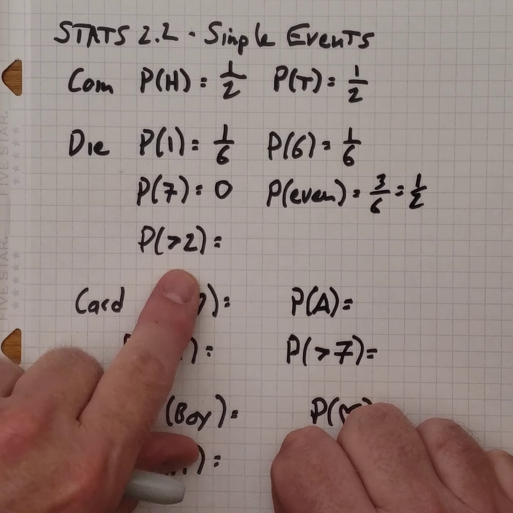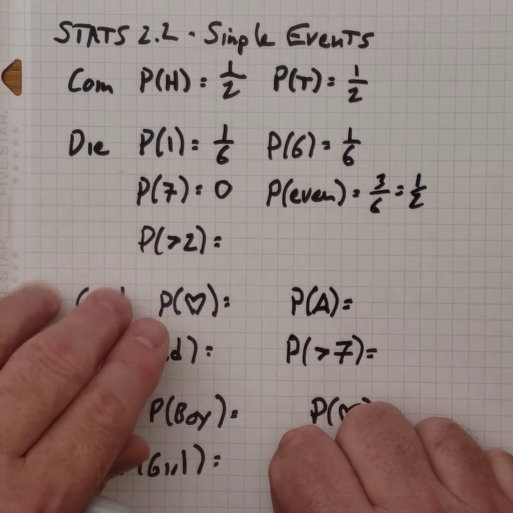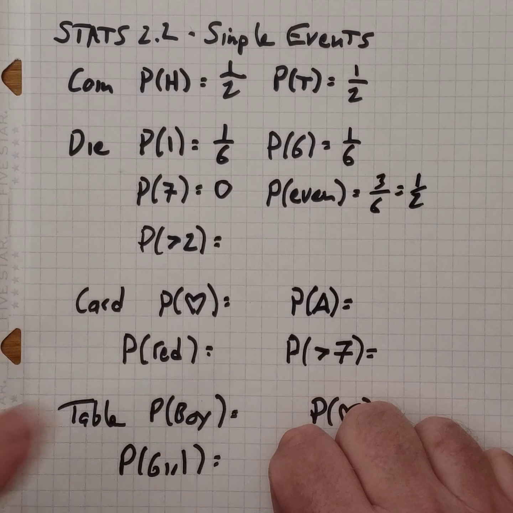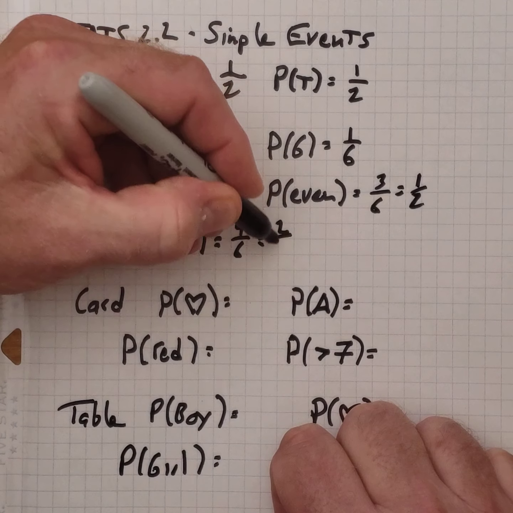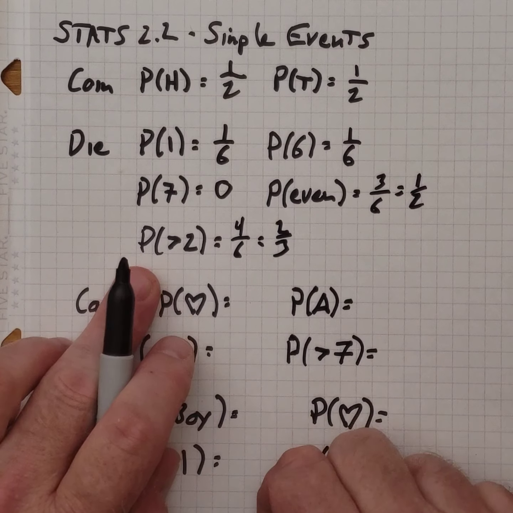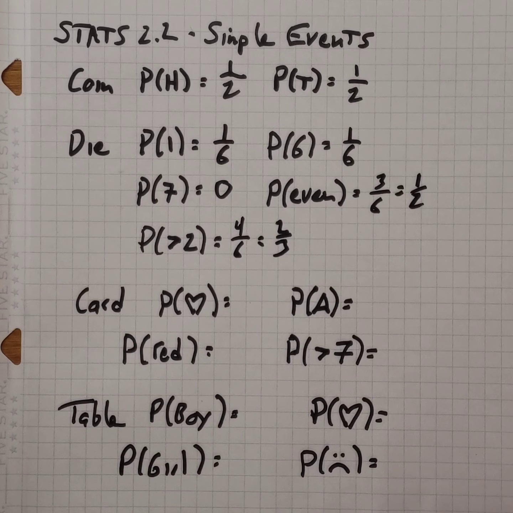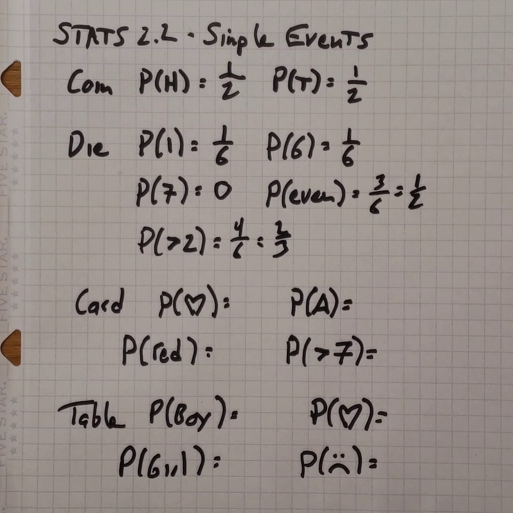And what's the probability that our roll is greater than 2? Well, 3, 4, 5, and 6 are all greater than 2, so that's 4 out of 6, or 2 out of 3. Okay, so anything greater than a 2 would be a success. The number of successes is 4 divided by the total number of outcomes, which is 6. Pretty simple stuff. Let's make it slightly more complicated.